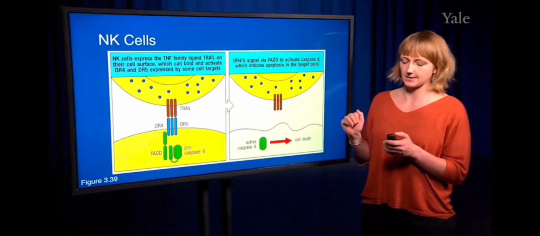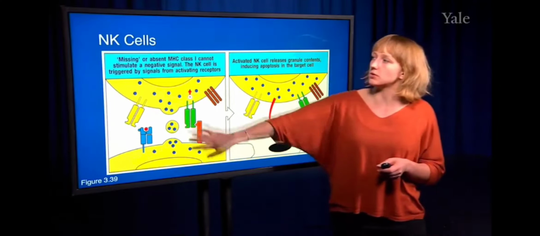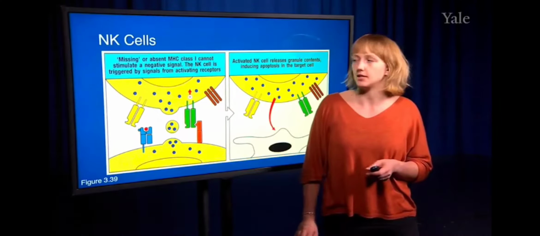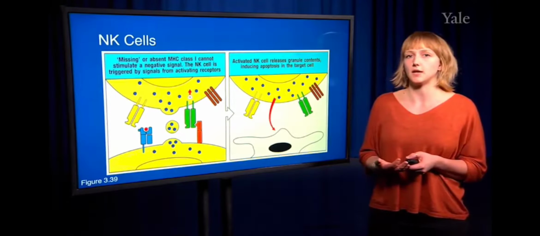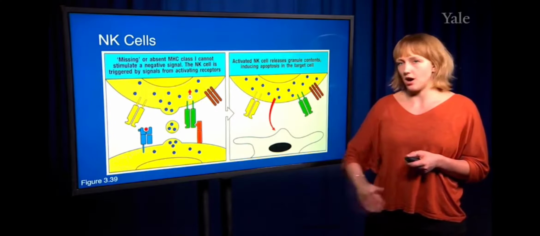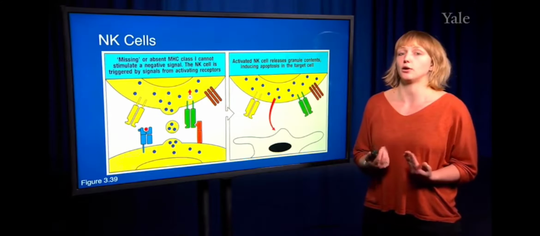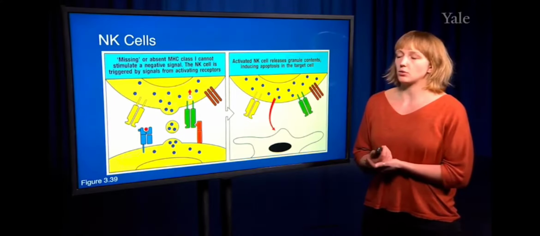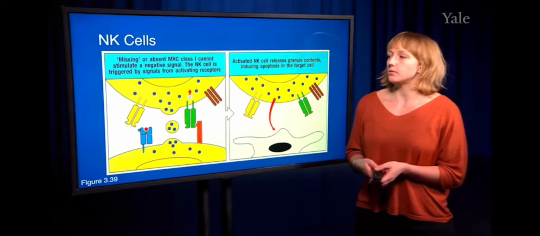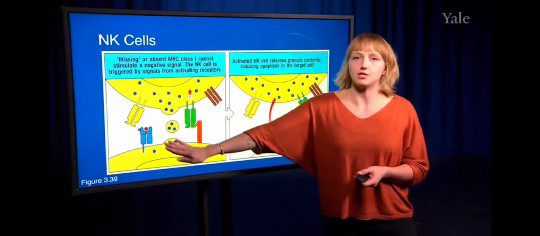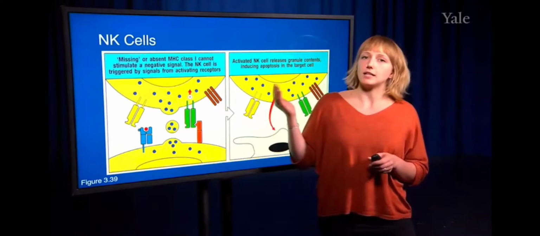In viral infections, it's really critical to note this missing or absent MHC class I signal, because many viruses, as we will discuss, will actually knock out or eliminate the expression of MHC class I molecules on their host cell, because these are what are going to activate the adaptive immune response against viruses. So many viruses will eliminate the MHC class I molecule or change it, and this will allow for NK cells to recognize this and to activate the cells.